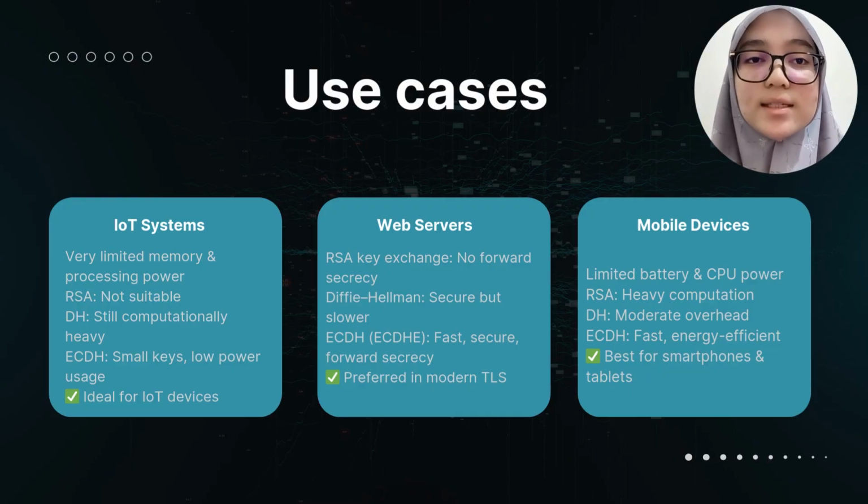Use case analysis. Based on efficiency and performance, ECDH is widely used in modern applications. For web servers, ECDH is preferred because it is fast and supports forward secrecy in TLS connections. For mobile devices, ECDH reduces battery consumption due to the lower computational costs. For IoT systems, ECDH is the best choice because it uses small keys, low memory, and minimal processing power.